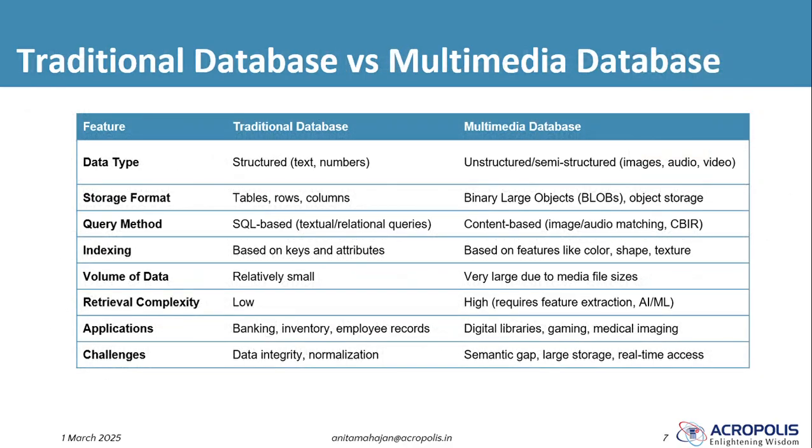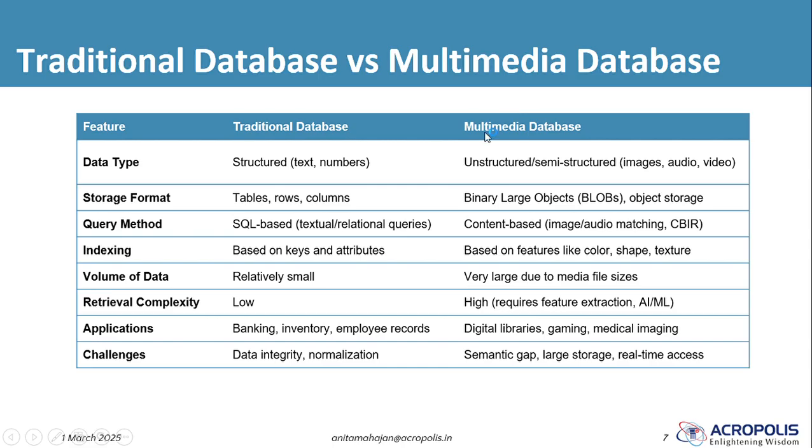So this is the comparison between traditional database and multimedia database. In a traditional database, the data type is structured, and tables, rows, and columns are used as storage formats. Query methods are traditional SQL-based queries. Indexing is done on keys and attributes. Volume of data is relatively small and retrieval complexity is thus low. Applications are banking, inventory, employee records. Challenges are data integrity and normalization.